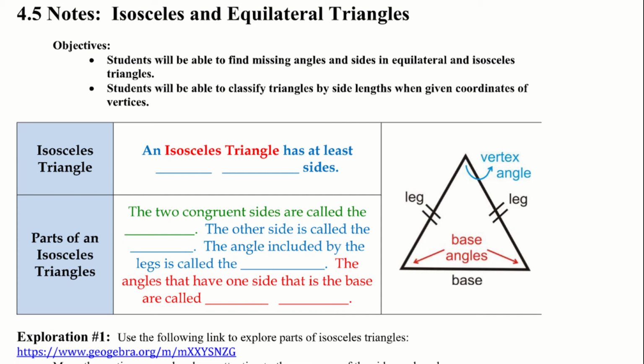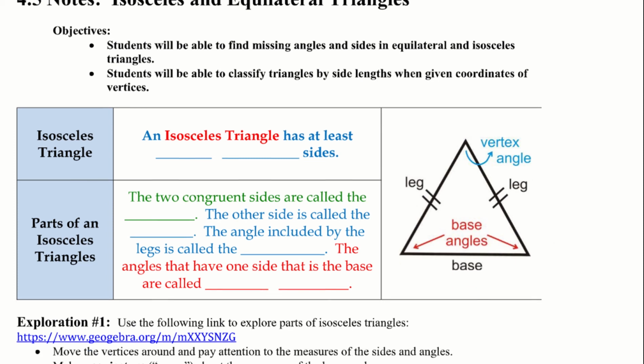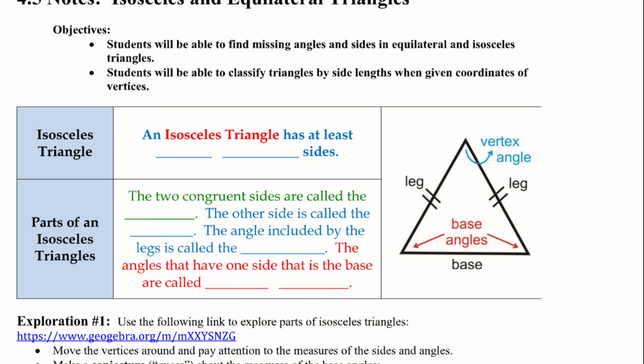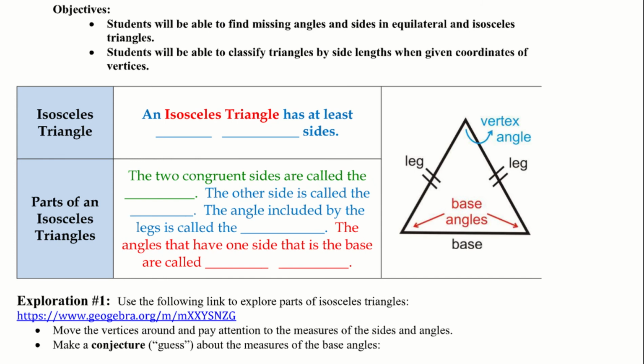Hello, we're going to be doing 4.5 notes today, the very last section of chapter 4. So isosceles and equilateral triangles. Our objectives: we will be able to find missing angles and sides in equilateral and isosceles triangles, and students will be able to classify triangles by side lengths when given coordinates of vertices. Okay, we're going to start with isosceles triangles.